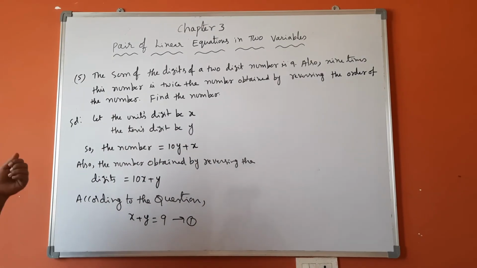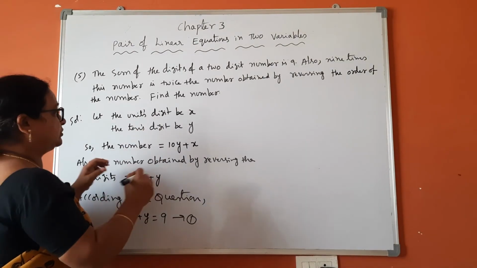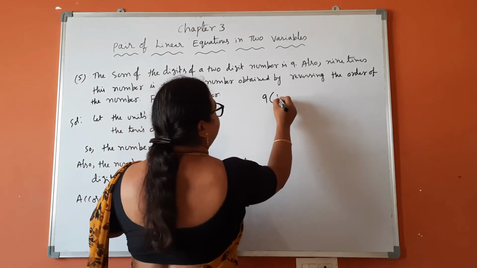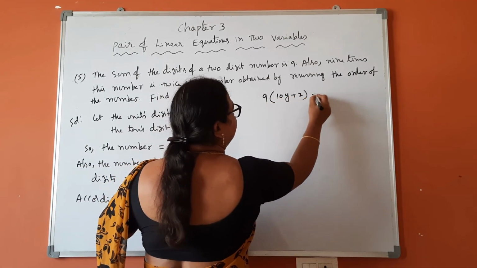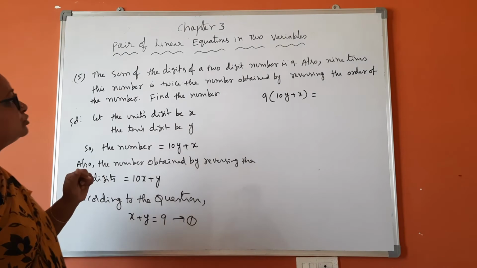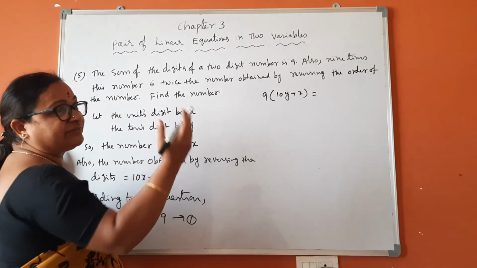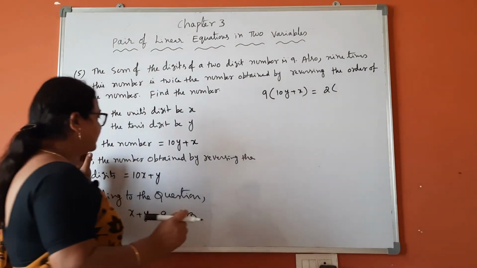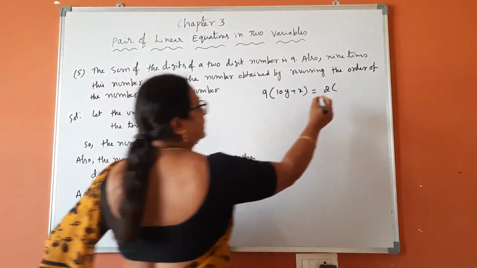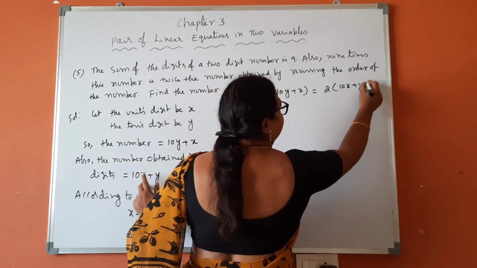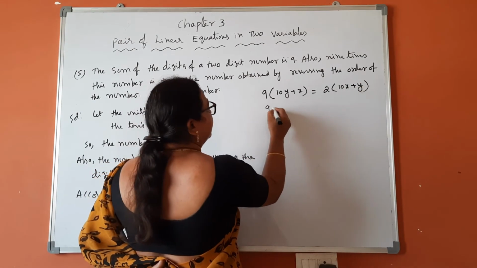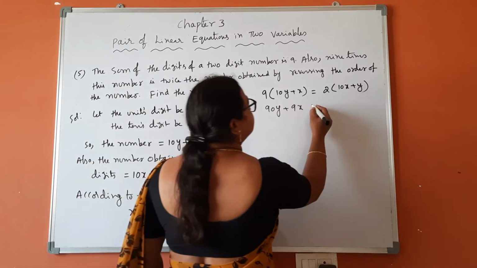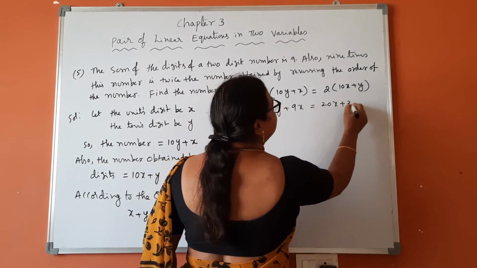What is the second condition? 9 times the number, that means 10y plus x. 9 times 10y plus x is equal to twice the number obtained by reversing the digits. Twice means 2 times the number obtained by reversing the digits, that is 10x plus y. So, 90y plus 9x is equal to 20x plus 2y.